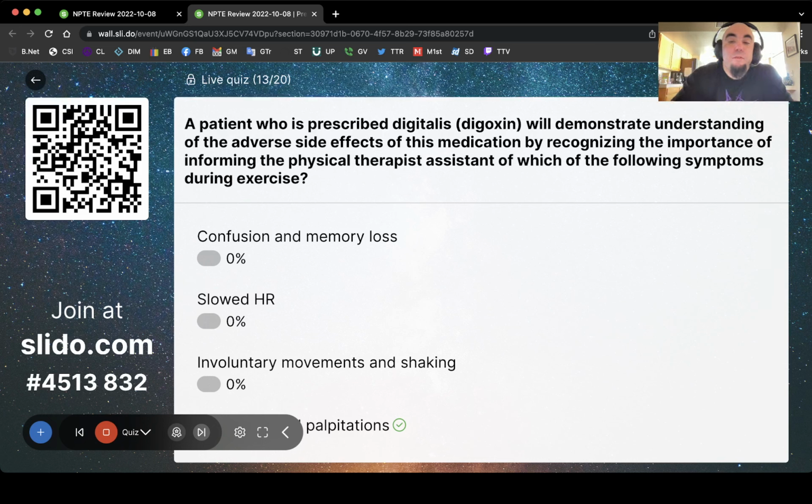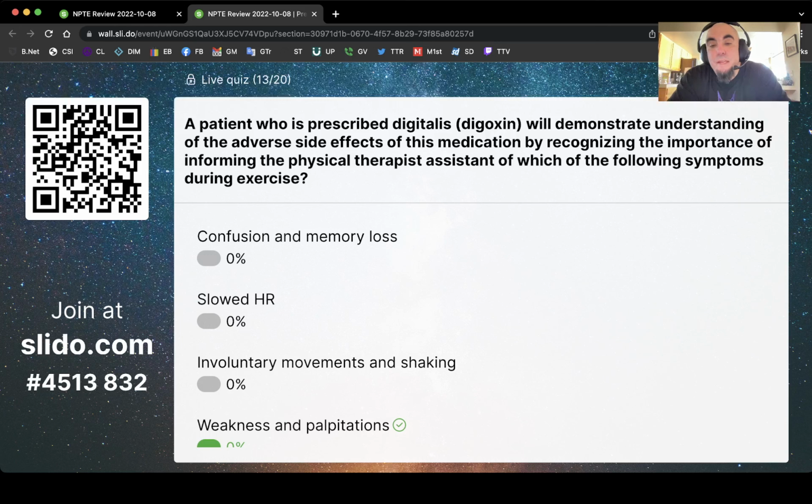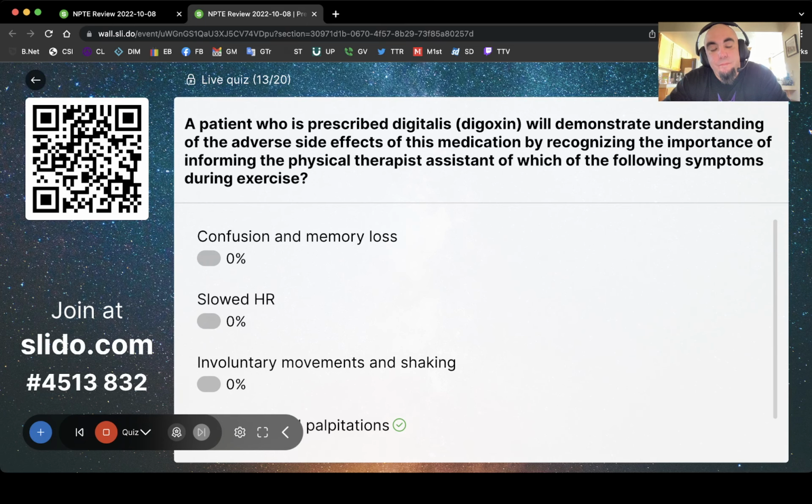And the main idea here with digoxin that we're monitoring for, well, confusion and memory loss, not typical with this medication, right? Slowed heart rate typically will happen with this, but that's not necessarily an adverse side effect, right? Involuntary movements and shaking shouldn't happen, but weakness and heart palpitations are definitely something they need to pay attention to because that means the heart's not pumping effectively, and that could happen with digitalis.